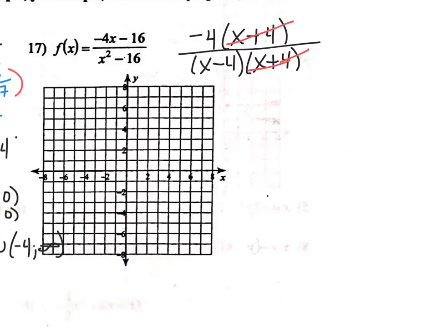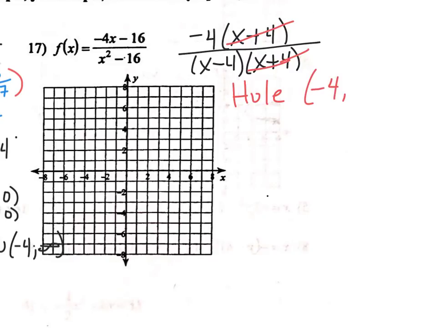All right, so the top one factors out to be, I factored out the -4, and I had -4, and then in parentheses, x plus 4 in the numerator. And then in the denominator, we have the difference of squares. So x minus 4, x plus 4. The next thing I did was reduce out the x plus 4. That's where my hole is located. So I have a hole located where x equals -4.